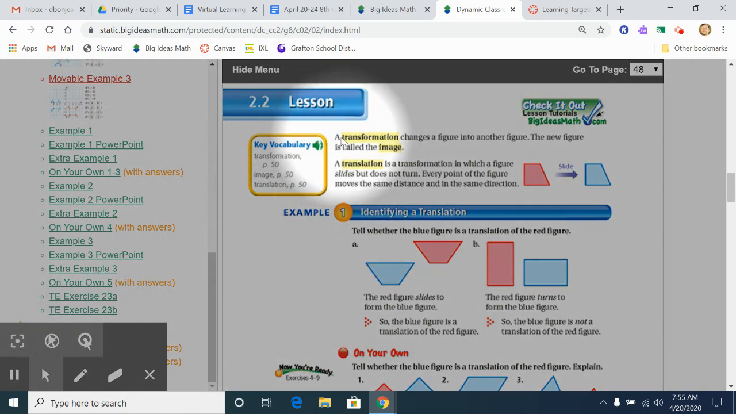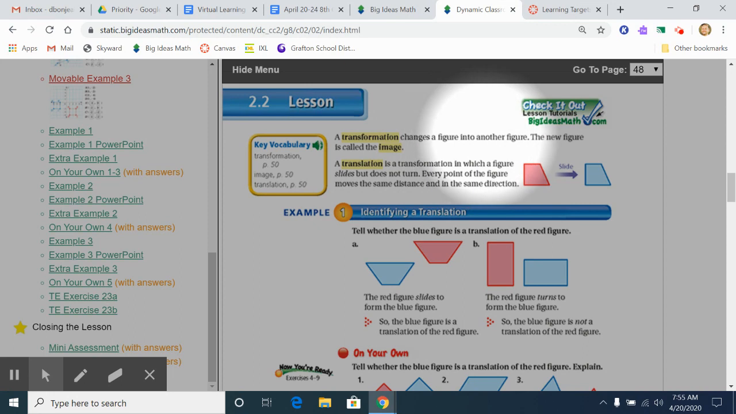All right. So a transformation changes a figure into another figure. The new figure that we get is called the image. Okay, so example, here's our original figure. After we transform it or change it into another figure, this, for example, would be called the image.